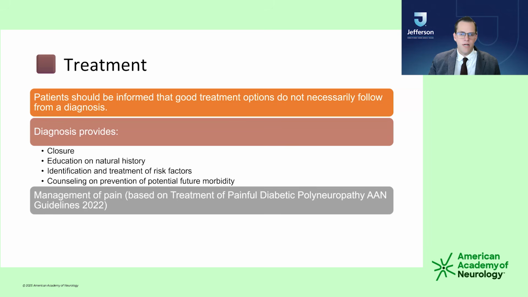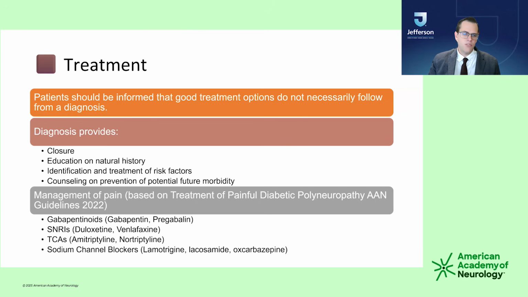Management of pain in axonal polyneuropathy is based on the treatment of painful diabetic polyneuropathy from the AAN guidelines, released in 2022. You can use gabapentinoids, SNRIs, tricyclic antidepressants, or sodium channel blockers. In my personal practice, I usually start with one of these and then up titrate until it's effective or if there are side effects that the patient cannot tolerate. If I max out the dose and there still is no improvement or slight improvement, then I may add on a second agent.